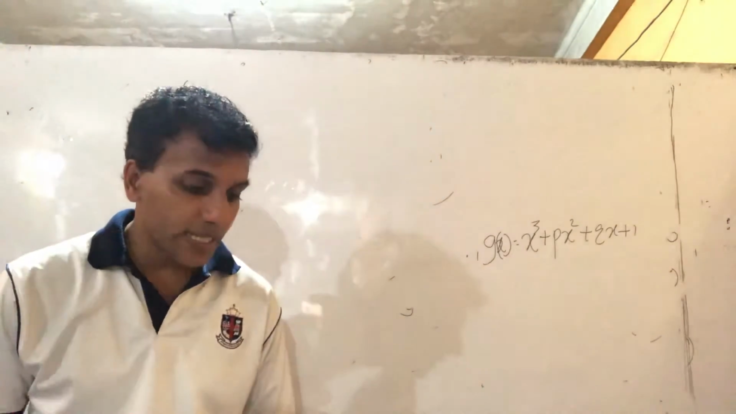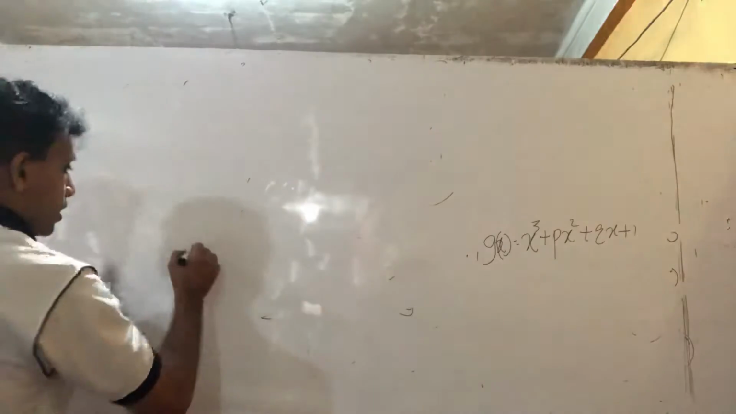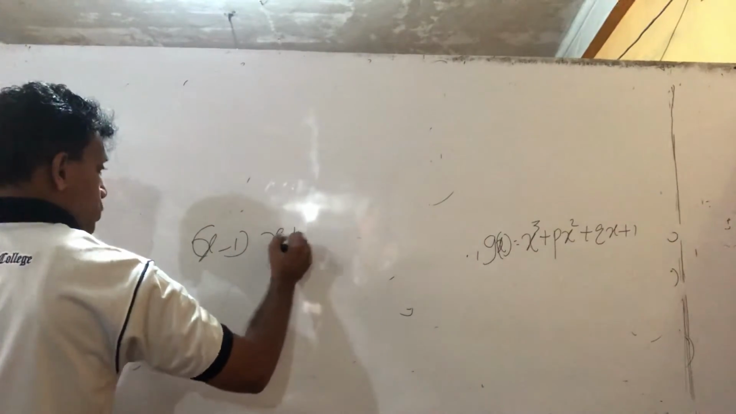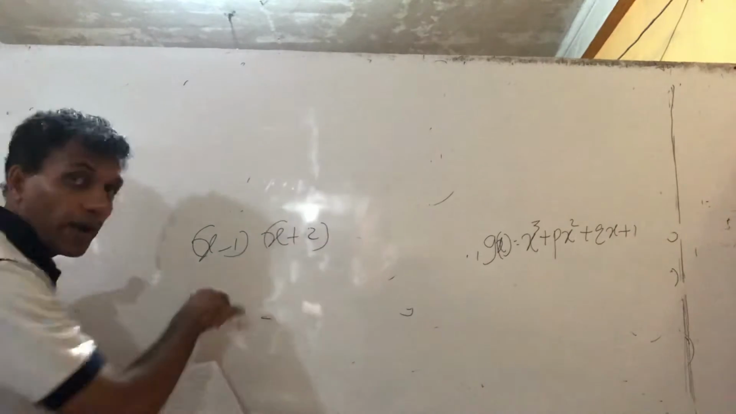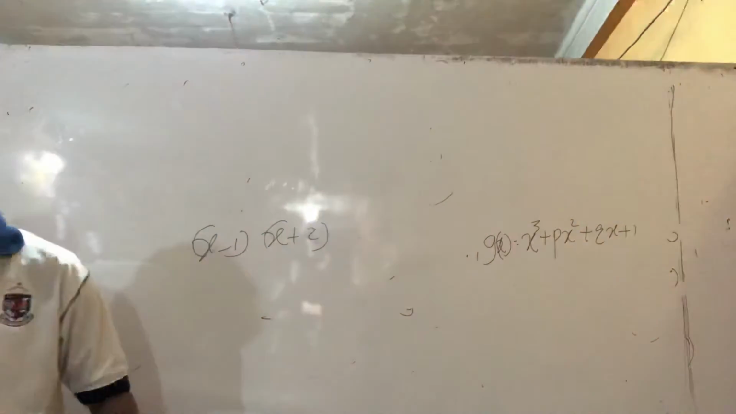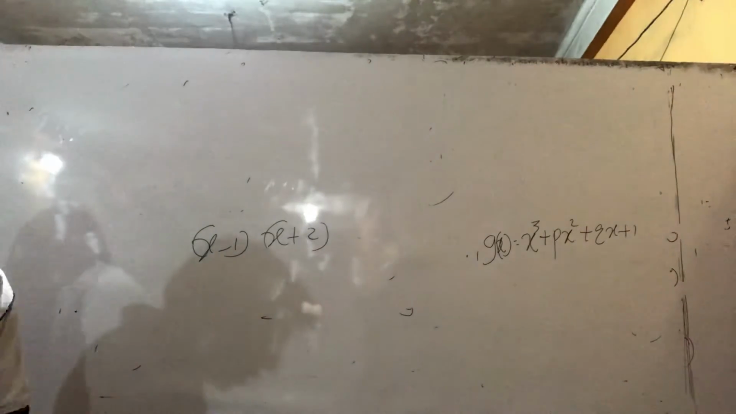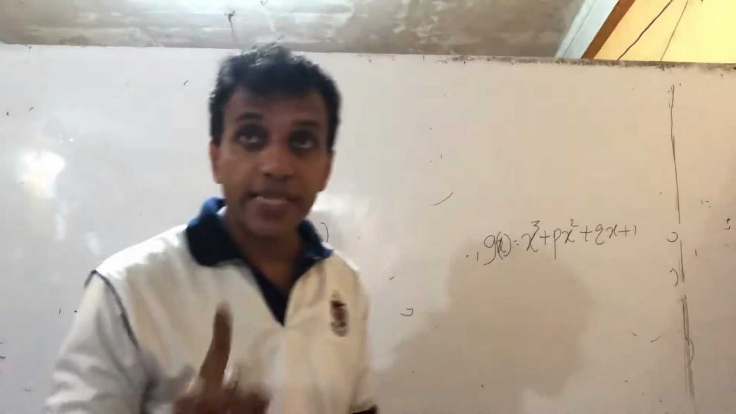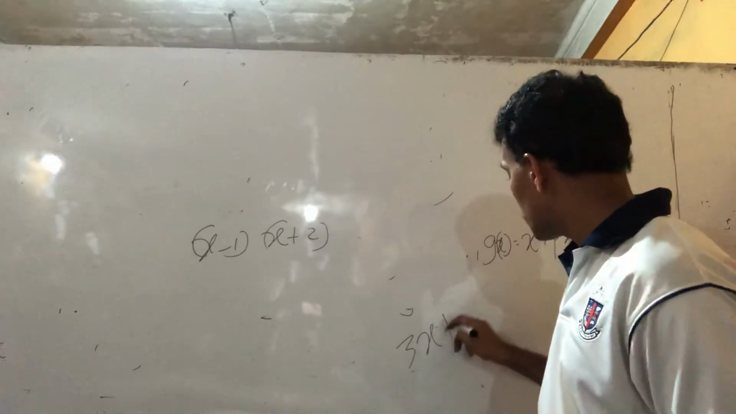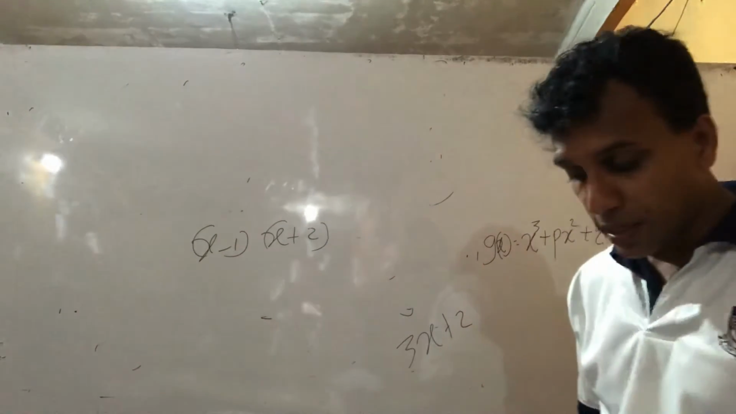When g(x) is divided by the quadratic (x − 1)(x + 2), they say the remainder is 3x + 2, right? The remainder is 3x + 2.